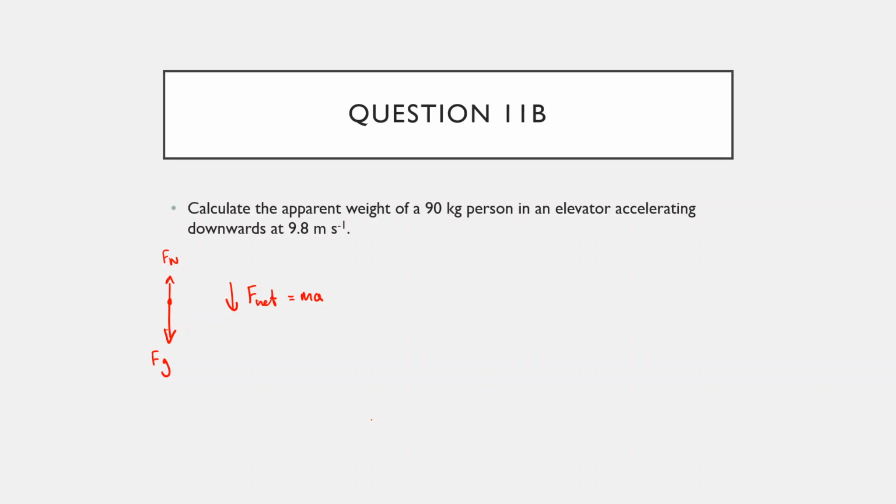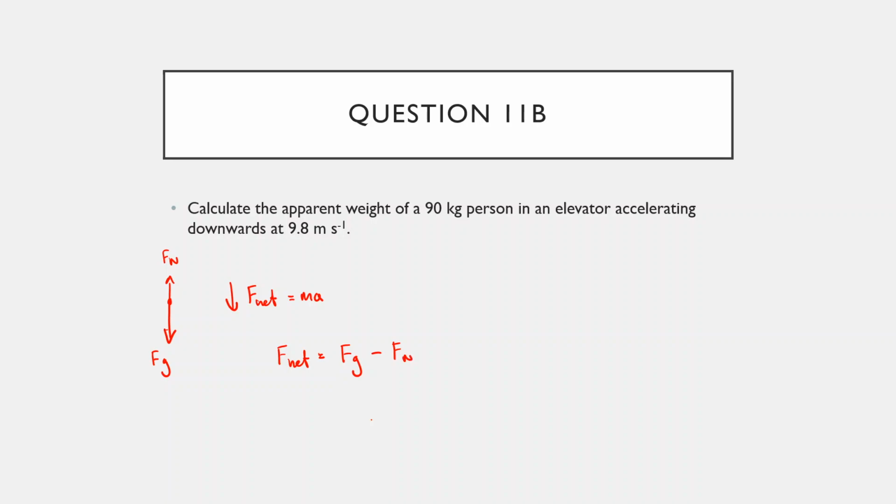But we know that gravity would have to be stronger than the normal force because the net force is pointing downwards. If you were to write a net force equation for yourself, you'd get F net equals all the positive forces, which in this case is Fg, minus all the negative forces, which in this case is Fn.